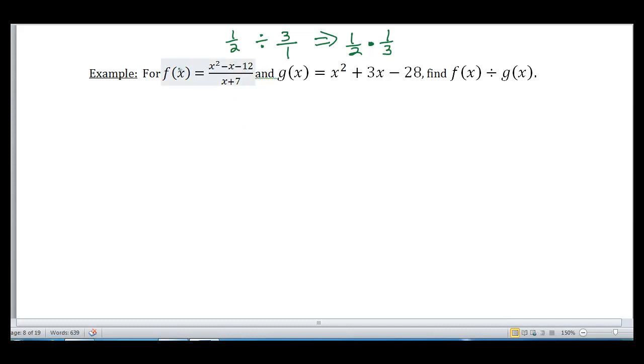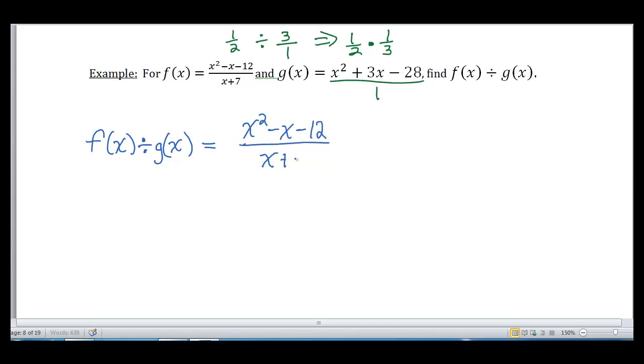And so in this case, when we have g of x, we can write it as x squared plus 3x minus 28 over 1. And that way we can see our reciprocal is 1 over that actual x squared plus 3x minus 28. So when we come to perform this division, we'll keep f of x, the expression for f of x, the same. And then we're going to multiply it by the reciprocal, which will be 1 over x squared plus 3x minus 28.